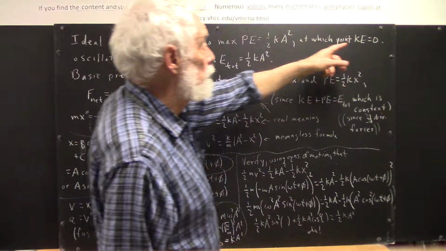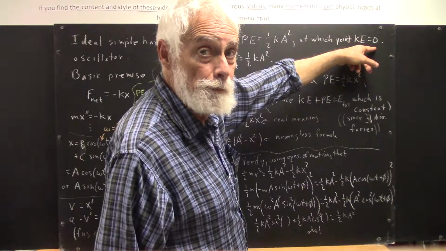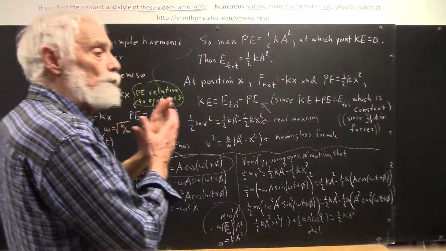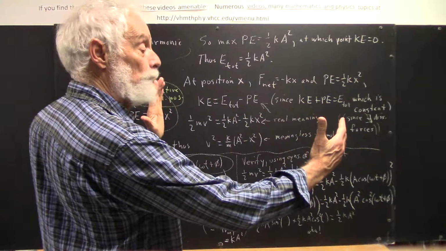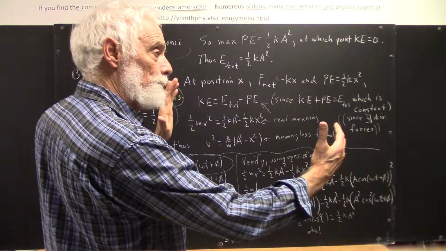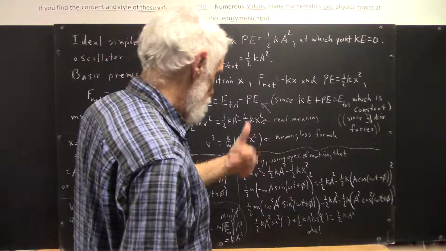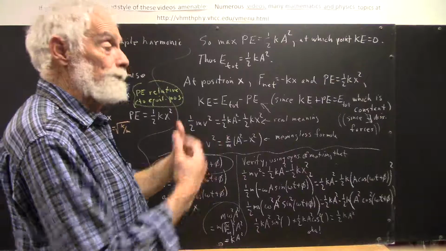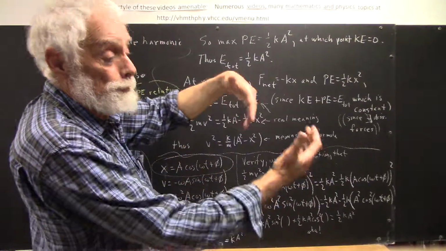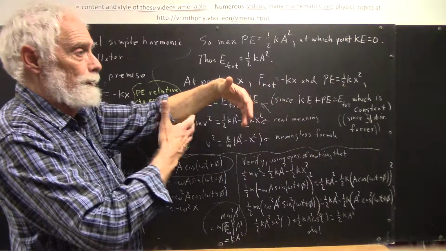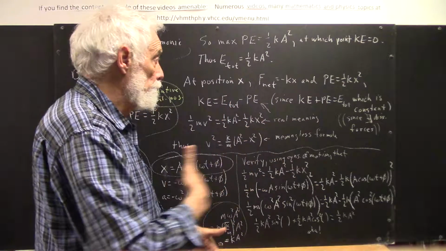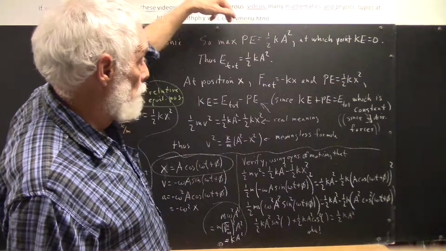Also, at this point, the kinetic energy is 0, because in reaching the maximum amplitude, the oscillator comes to rest just before beginning its return to equilibrium. Okay? And then, of course, it goes through equilibrium to maximum displacement on the other side. It keeps going back and forth.